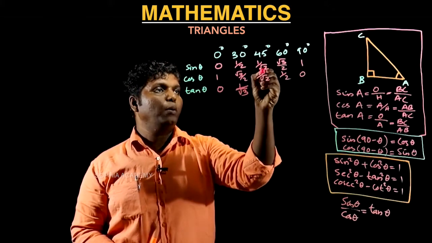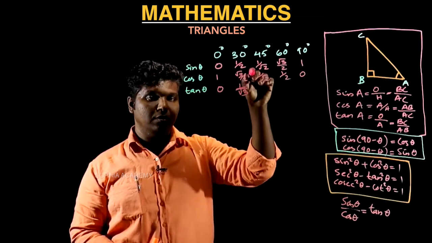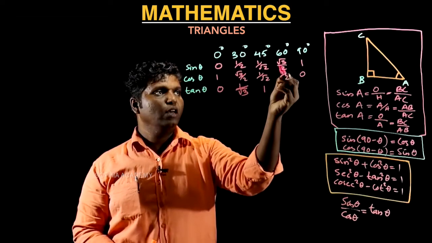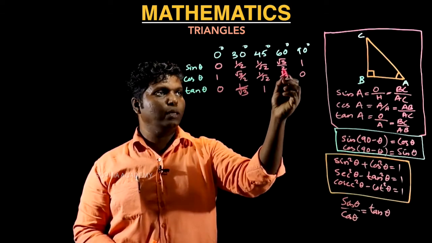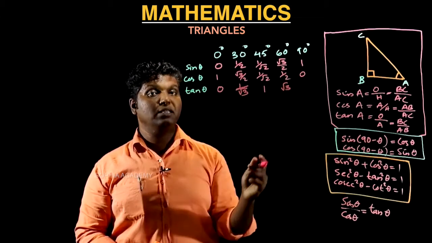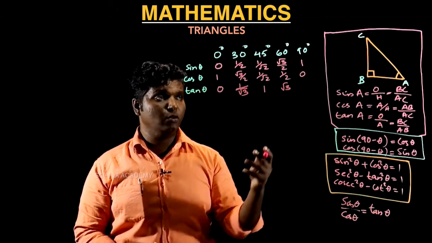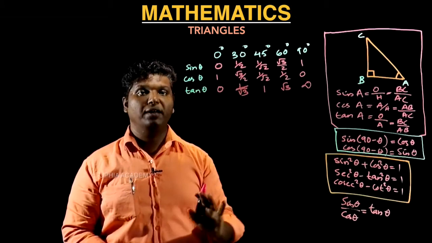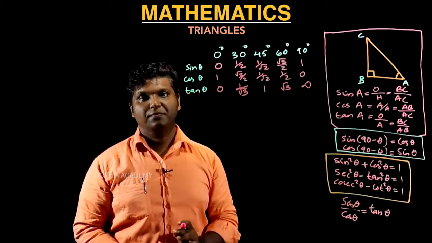Now here, 1 by root 2, 1 by root 2. The numerator and denominator are the same number, so while cancelling them together, you will get 1 itself. Root 3 by 2 and 1 by 2. 2 and 2 will get cancelled. Root 3 by 1 will be there. That means it is root 3. Next one, 1 by 0. 1 by 0 means we can't divide it by 0. It's not defined. So we will put it as infinity. We don't know. It's not defined. So you got this much.